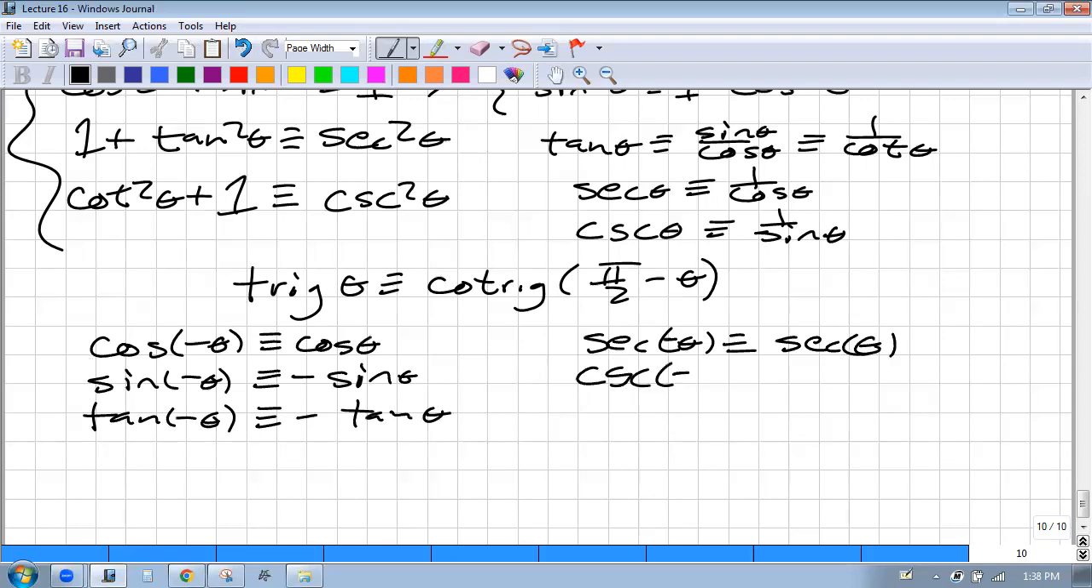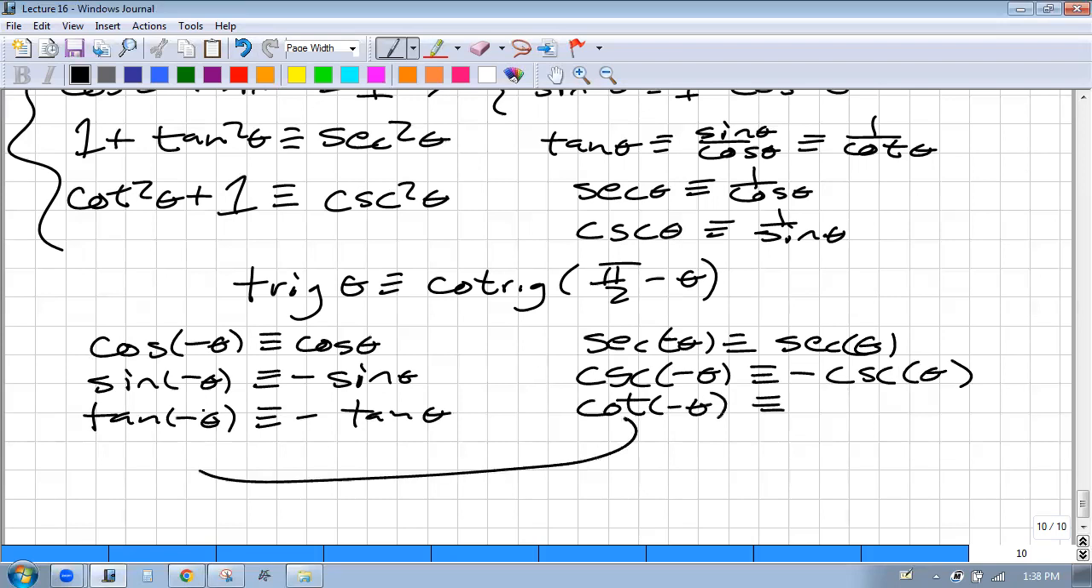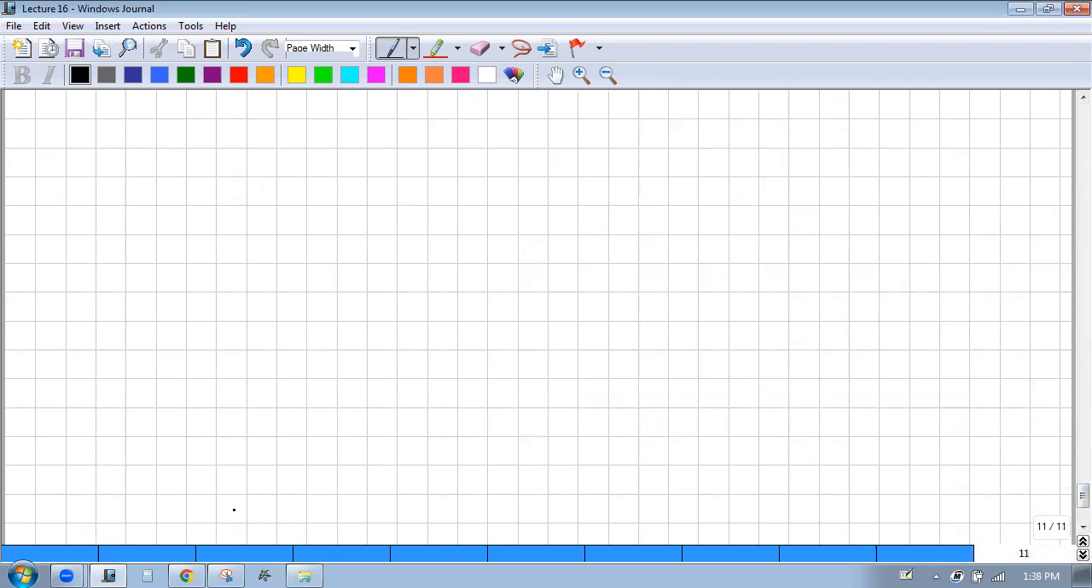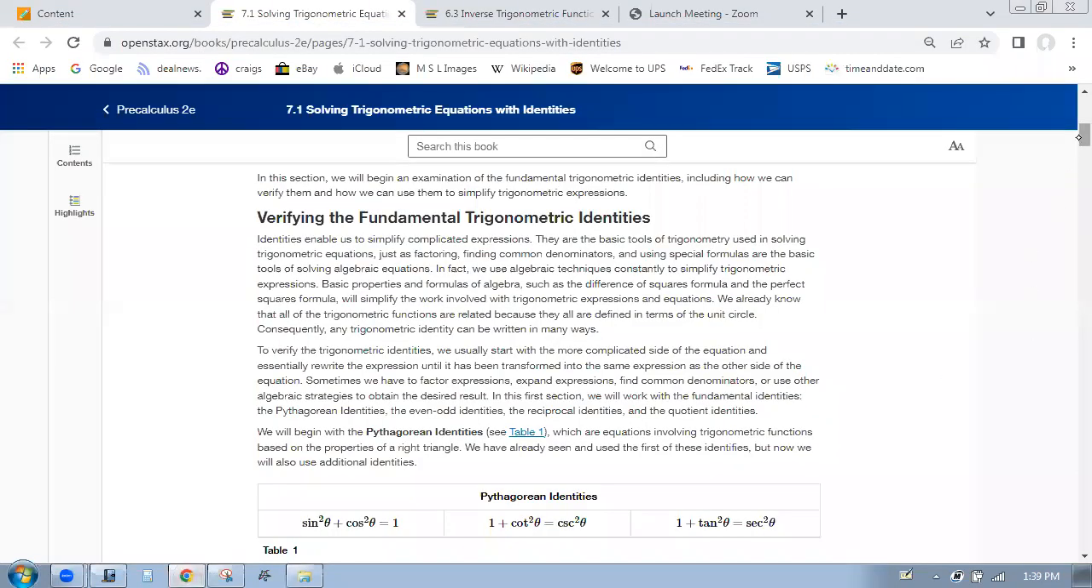Cosecant, since it's 1 over sine, and sine is odd, is going to be odd. And cotangent, since cotangent's just 1 over tangent, and tangent's odd, cotangent has to be odd. So those are more identities. So we can use these identities to prove new identities. All right, so here we go.